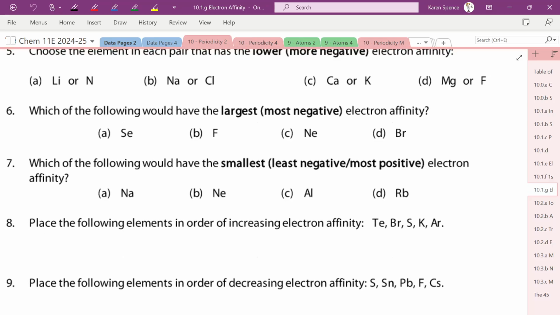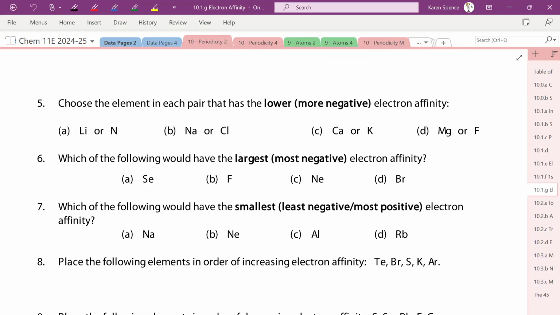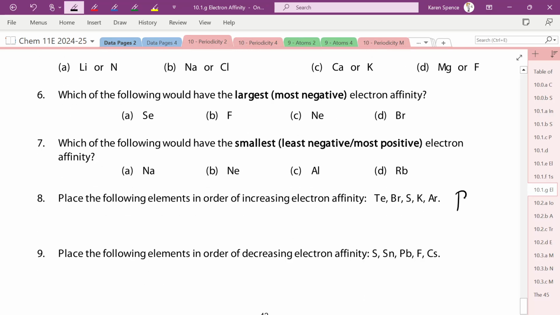Place the following elements in order of increasing electron affinity. This is page 42. So we have tellurium, bromine, sulfur, potassium, argon.